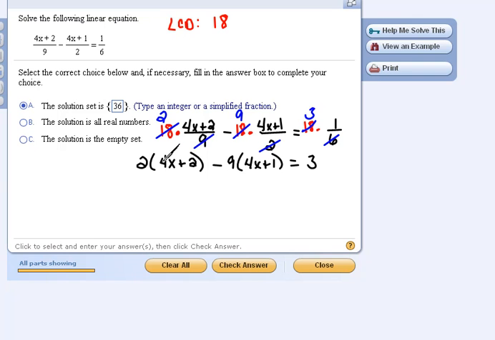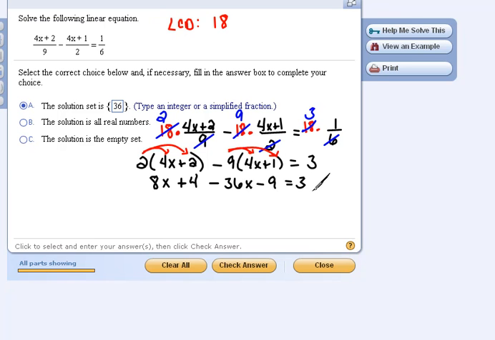Now we can go ahead and start solving this equation. Our first step is always going to be to distribute. We want to make sure and do that. So when we distribute, we'll have 8x plus 4, and then we distribute our negative 9. Remember that negative is part of the 9 now. So that would be negative 36x and then minus 9 equals 3.